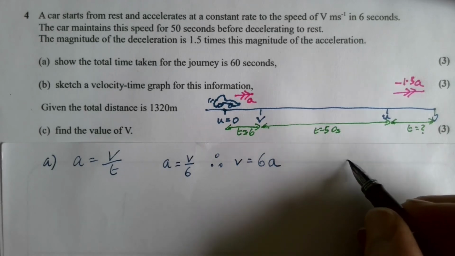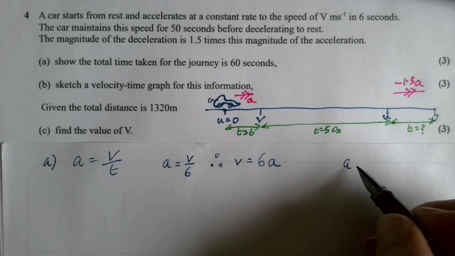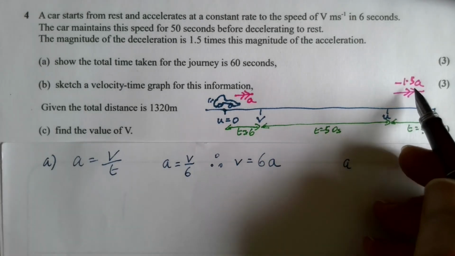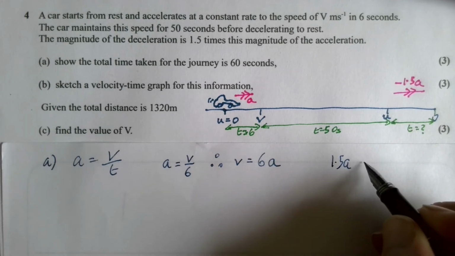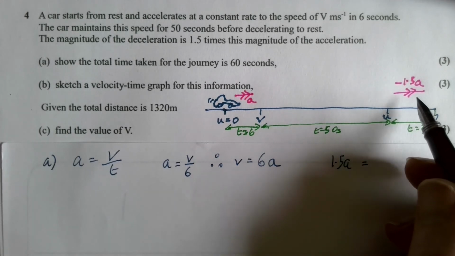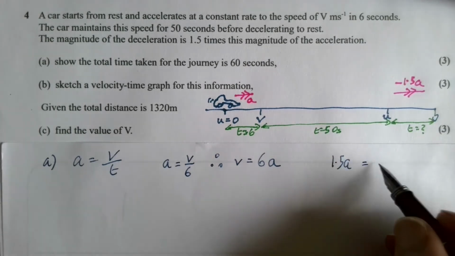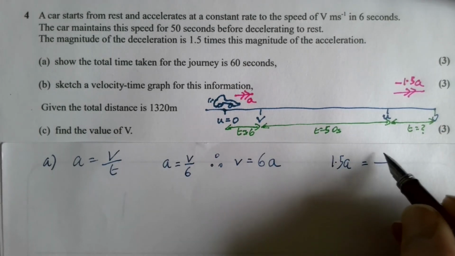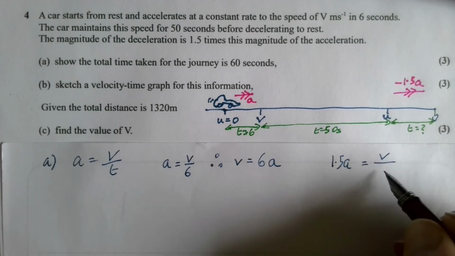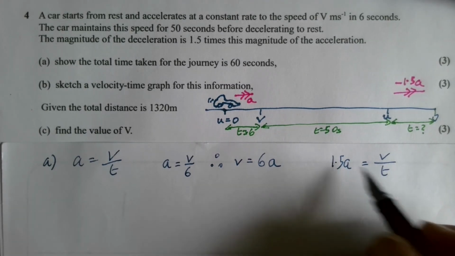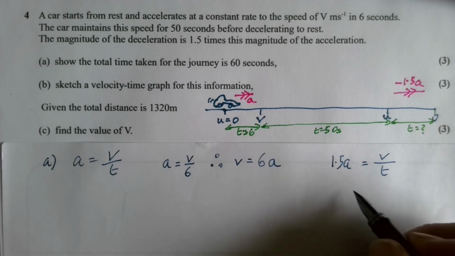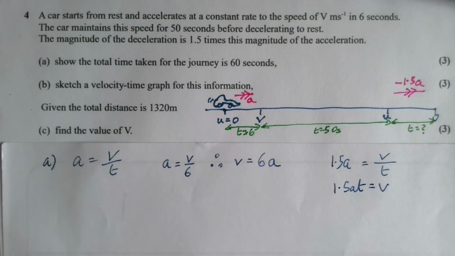Now, what about at this stage here? We can say that the acceleration is 1.5 times the size, isn't it? We're not bothered with whether we're getting faster or slower. It doesn't really matter. The rate of change is going to be the velocity divided by the time, however long that takes. So if we just rearrange or multiply by t, we can say 1.5at is equal to v.